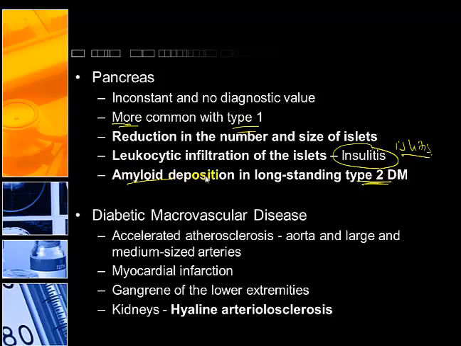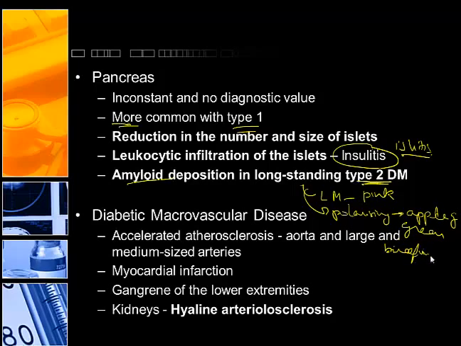You may have amyloid deposition in long-standing type 2 diabetes mellitus, and if you do light microscopy, the amyloid will appear pink, and if you do polarizing microscopy, it is going to appear apple green. It is called apple green birefringence.